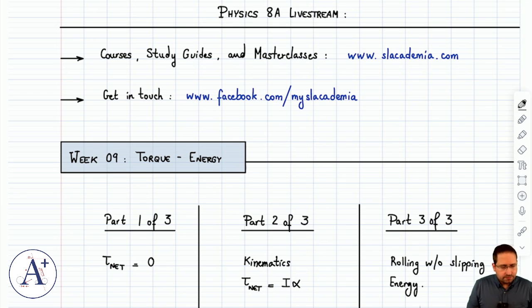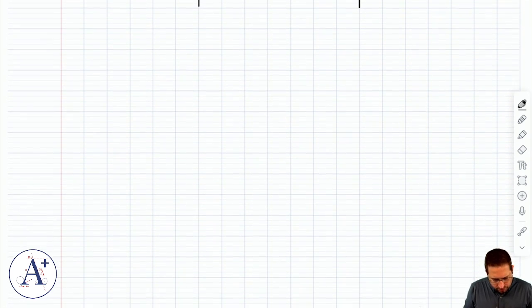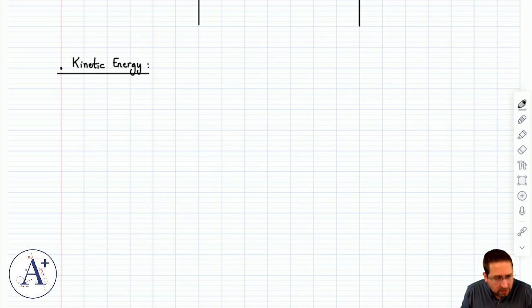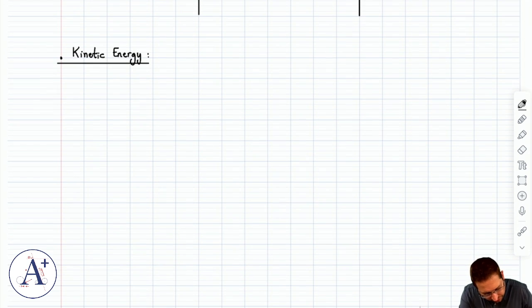So, we'll start with kinetic energy. Let's do that. So, kinetic energy is not something new. We've already talked about kinetic energy in the work and energy chapter. And we just called it kinetic energy because it was the only one we had, but we're probably going to call it linear or translational kinetic energy.